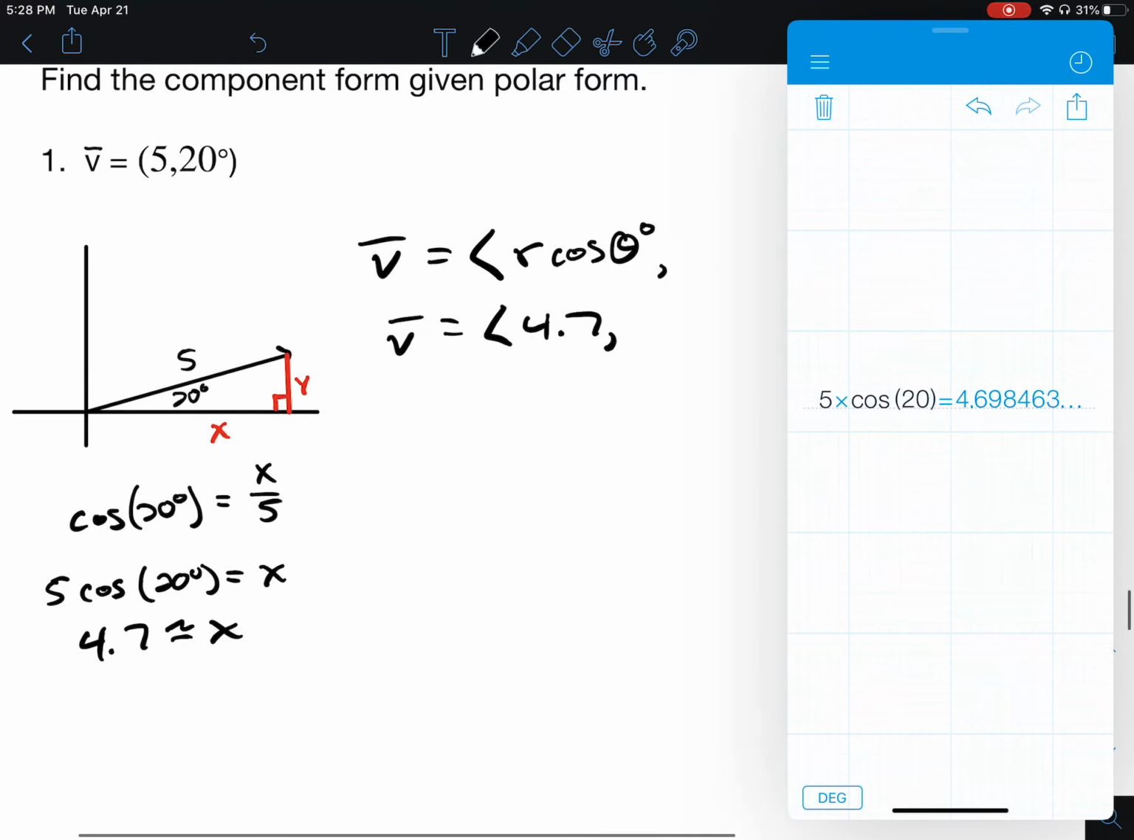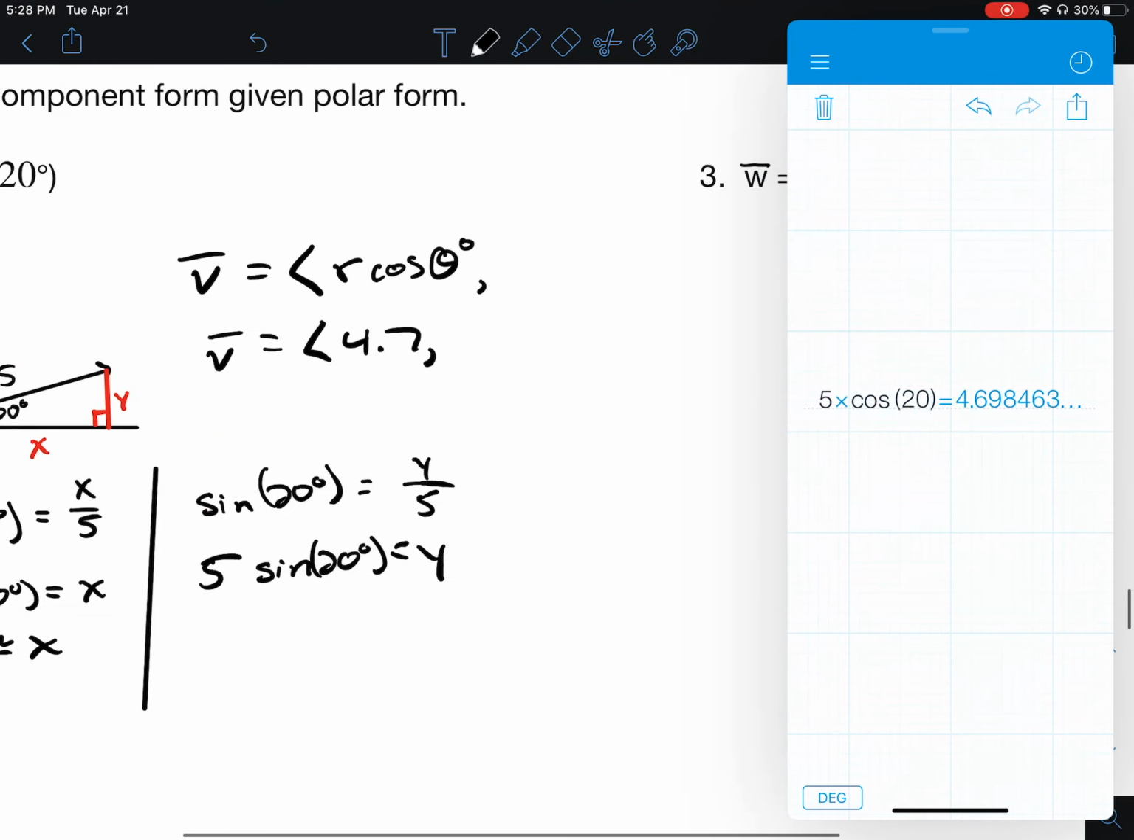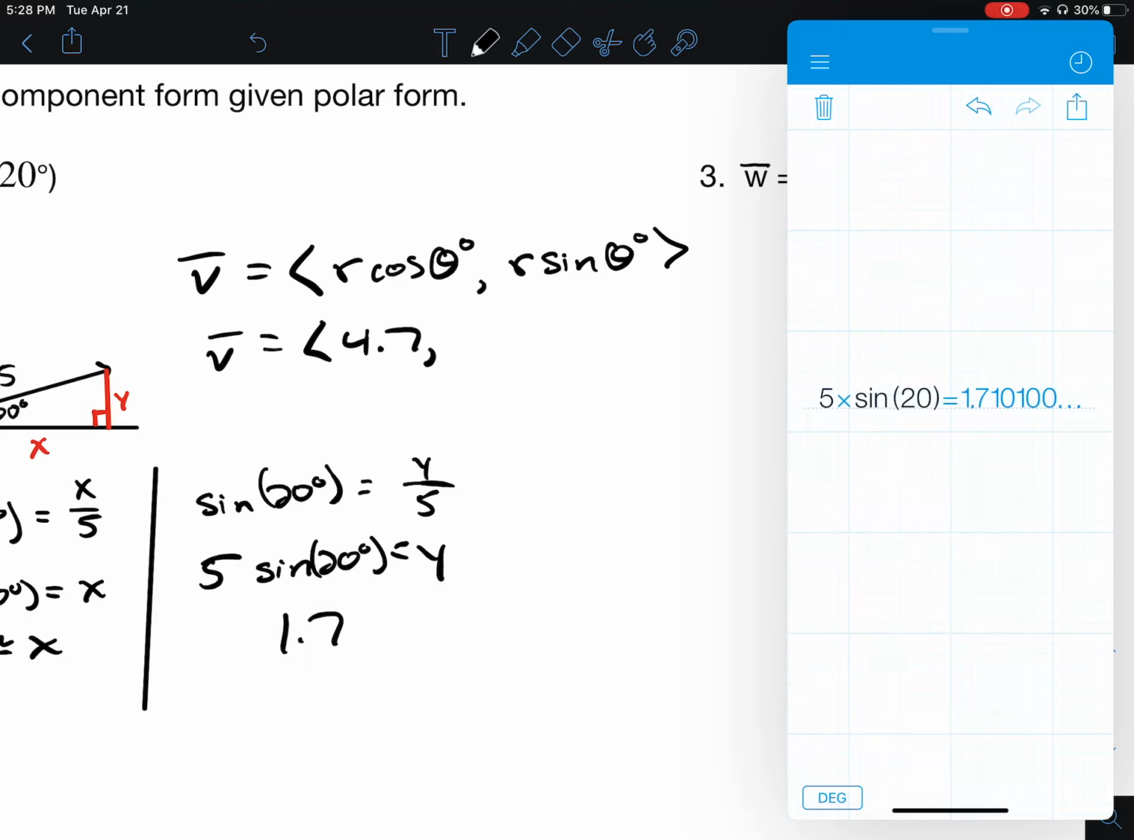To find the y component of this, we would do sine of 20 degrees is the opposite leg over hypotenuse. Sine in the coordinate plane is y over r, using a reference angle. Therefore, y is going to be 5 times sine of 20 degrees. If you want to find the y component of your vector, you're going to take the radius times sine of your reference angle. 5 sine of 20, that is 1.7 approximately.